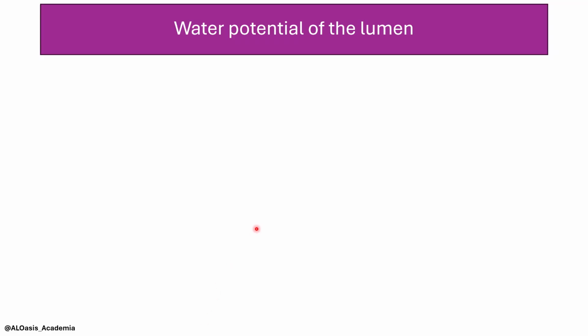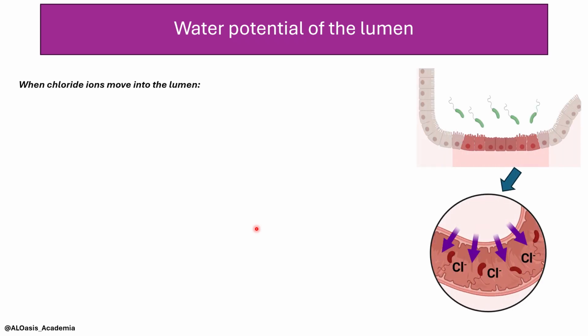Great. So now this is the next important concept that you need to be aware of to get a full understanding of the mechanisms of cholera toxin. You need to understand what happens to the water potential in the lumen. As we know, when the bacterium enters the small intestine, it secretes the toxin, which enters the cell, and eventually this leads to increased chloride ion levels in the lumen. Hopefully you can picture it all in your head.